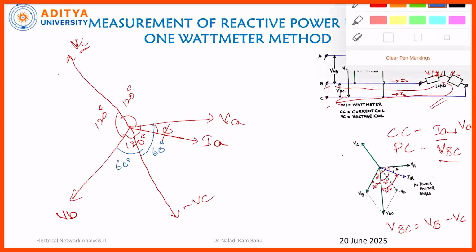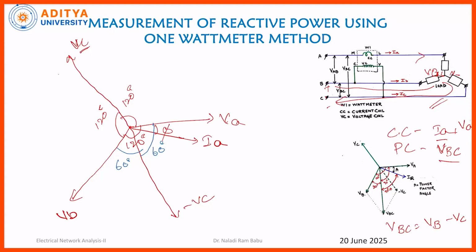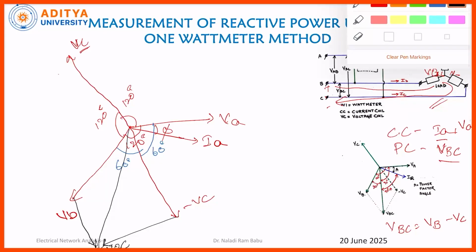Now if you observe, VB minus VC is VBC. So here I am drawing the resultant one, VBC. This is VBC. After drawing VBC, the angle between VBC and VB will be 30 degrees and this one is also 30 degrees.